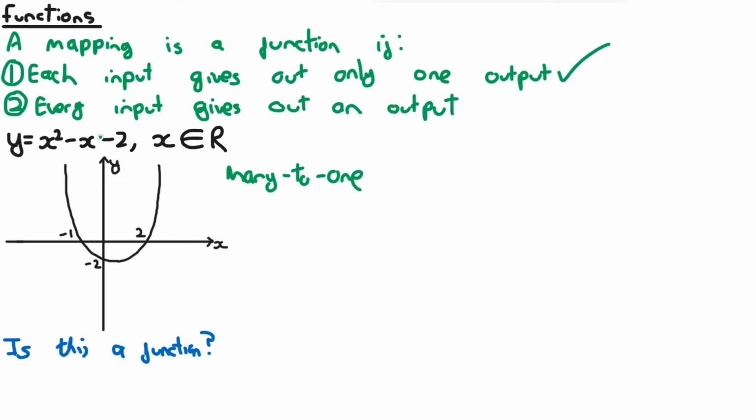And for the second condition, every input gives out an output. Every single x value will give out a y value. There's no x value that doesn't work. So this is fine as well. This condition is met too. So therefore, yes, this is a function as it satisfies the two conditions for when a mapping is a function.